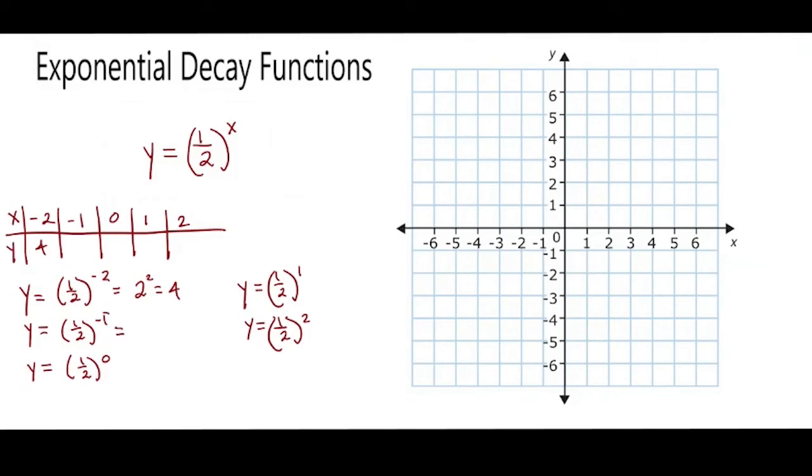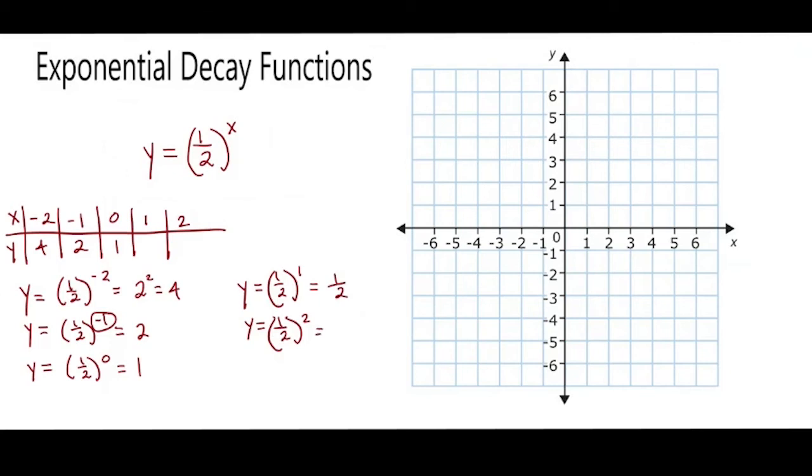Remember, if I have a negative exponent, that means flip the fraction. So that's going to be 2 over 1, which is just 2. Remember that if 0 is your exponent, then that automatically makes it 1, because anything raised to the 0 power is 1. Anything raised to the 1st power is itself, so this one will be 1/2.